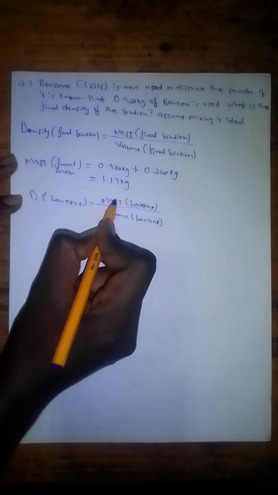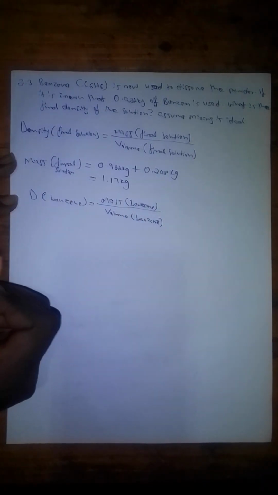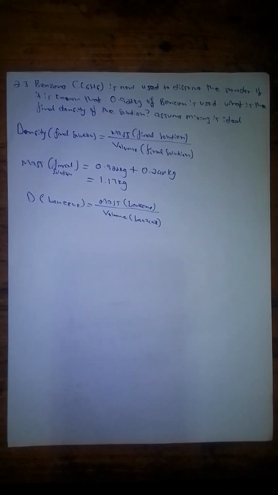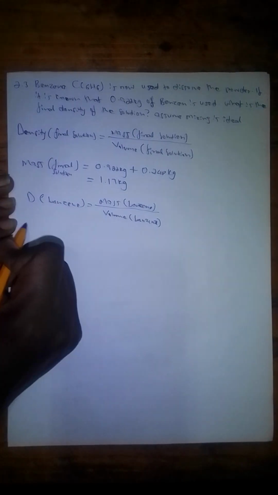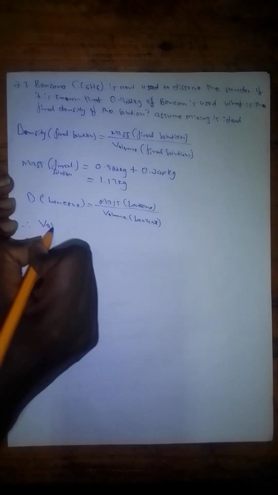Now we have the mass of benzene, which is 0.922, and we have the density of benzene, which is given as an SG of 0.876, so the density is going to be 0.876 kilograms per liter.